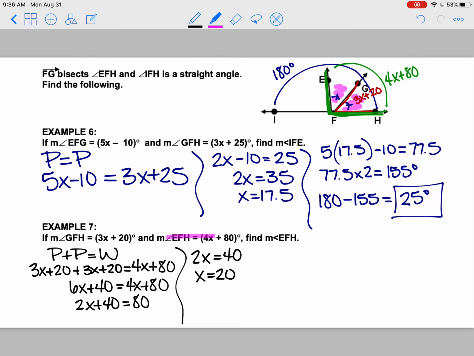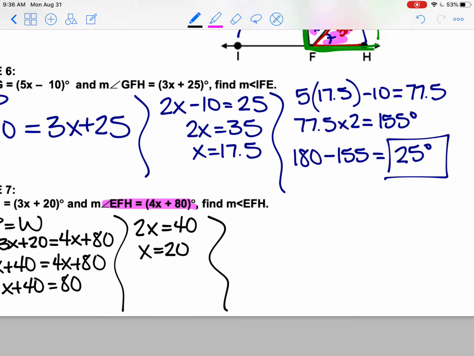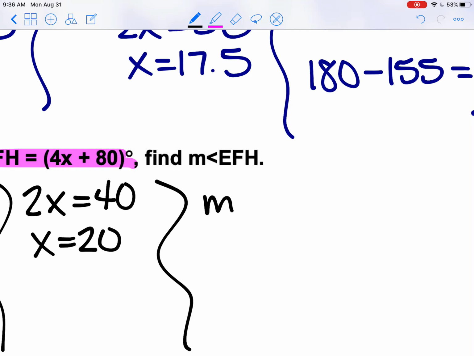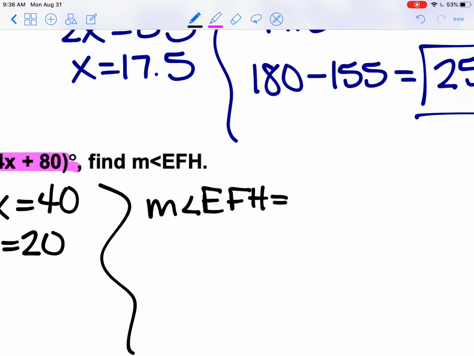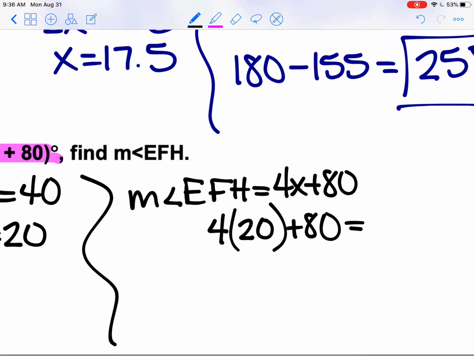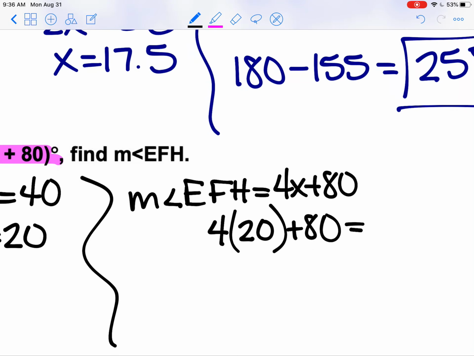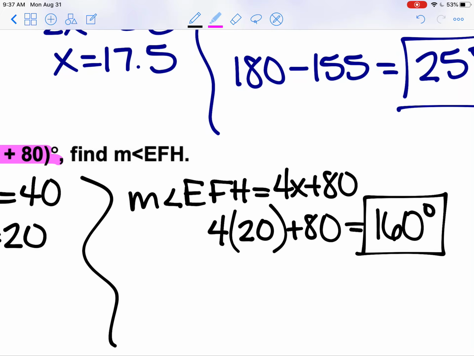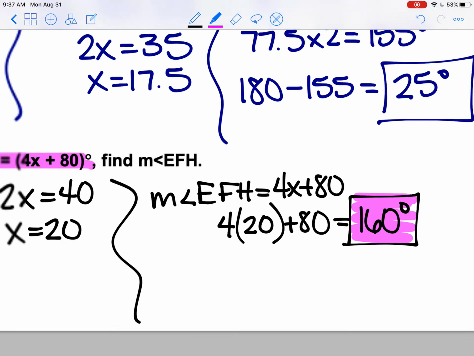Well, I can see here in the question, EFH was the whole thing, 4x plus 80. So let's take 20 and substitute it in. The measure of angle EFH equals 4x plus 80. Let's substitute the 20 in. 4 times 20 is 80. 80 plus 80 is 160 degrees. And that's your final answer.